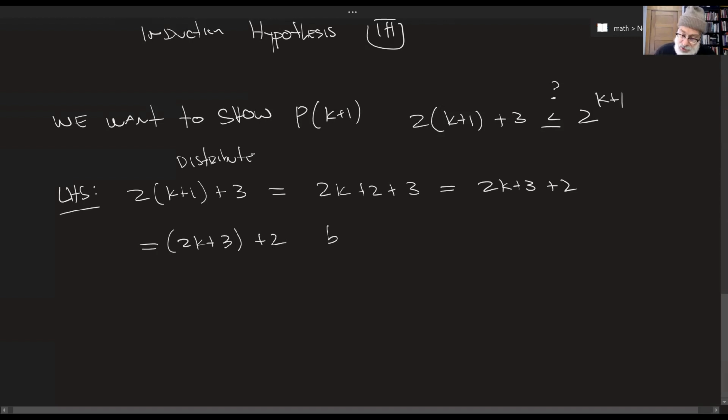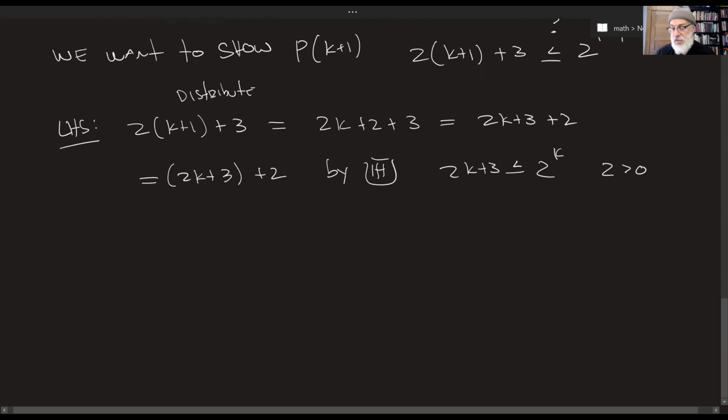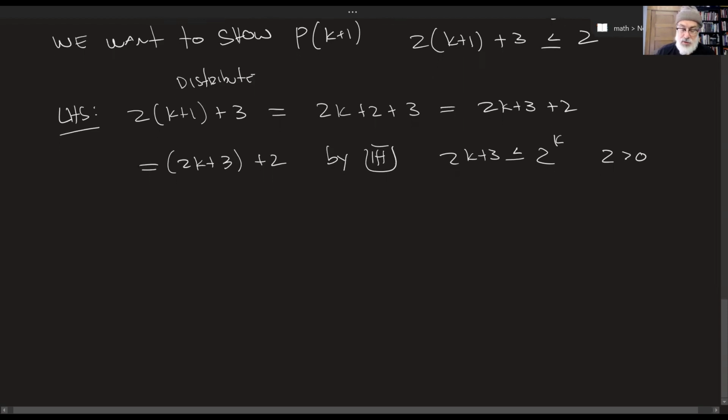Well, because by the induction hypothesis, we stated that 2k plus 3 is less than or equal to 2 raised to k. So 2 is greater than 0. It's positive. It's not going to affect it if it weren't, but just as a good habit, check to see that if you're going to add, subtract, multiply, or multiply by a fraction, that your integers are positive and it doesn't affect the inequality itself.